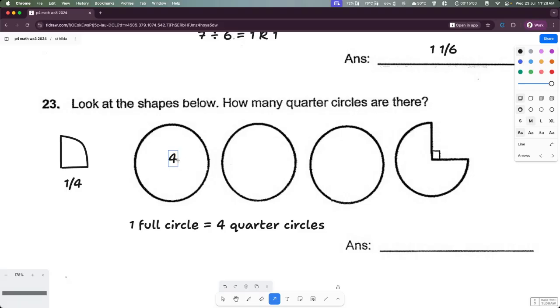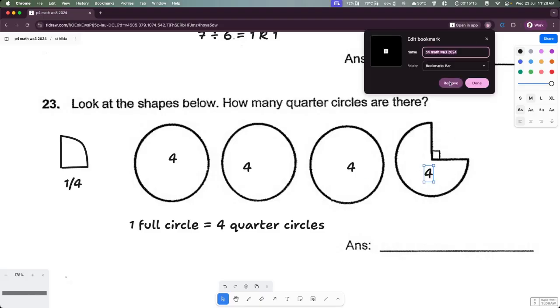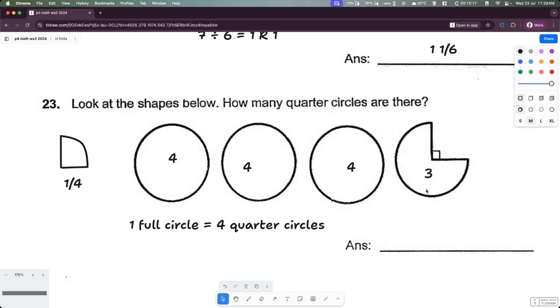Then we can just duplicate this, right? So this thing over here, this will be 4 as well, right? This will be 4. Okay, so this one, is it 4 or is it another number? So this should be another number. This should be 3, right?